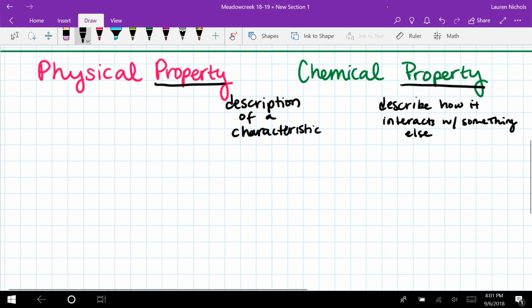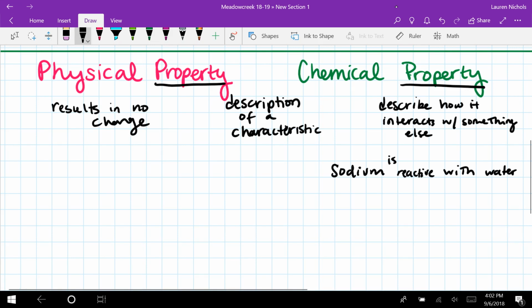For example, sodium reacts with water, or is reactive with water is probably a better way to phrase it. It's describing how it is interacting. It's reactive, so that is an example of that. Now with a physical property, when it's being described, it results in no change.